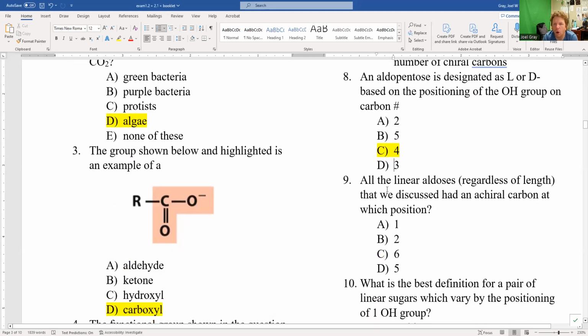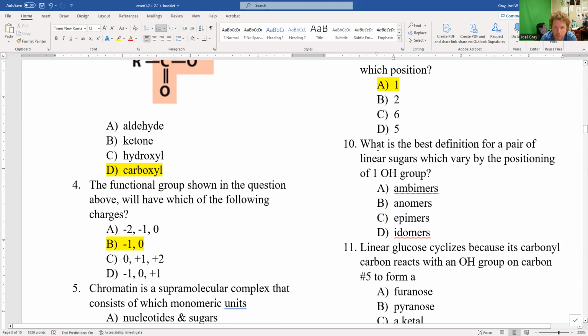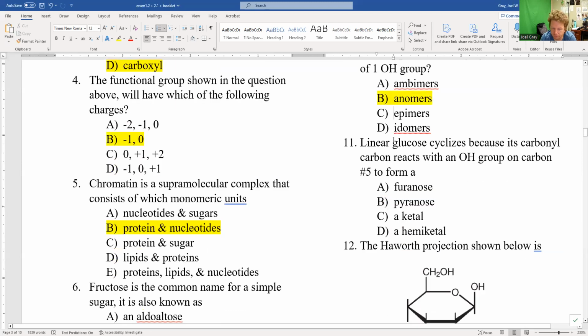Question number 9. All the linear aldoses, regardless of length that we discussed, had an achiral carbon at which position? So for the aldoses that we discussed, that carbonyl carbon, that achiral carbon, is carbon number 1. So 9 is A. I'm checking my key just to make sure that I have it all keyed correctly and I don't make any mistakes. Number 10, what is the best definition for a pair of linear sugars which vary by the positioning of one hydroxide group? And the best answer for that is B, anomers.